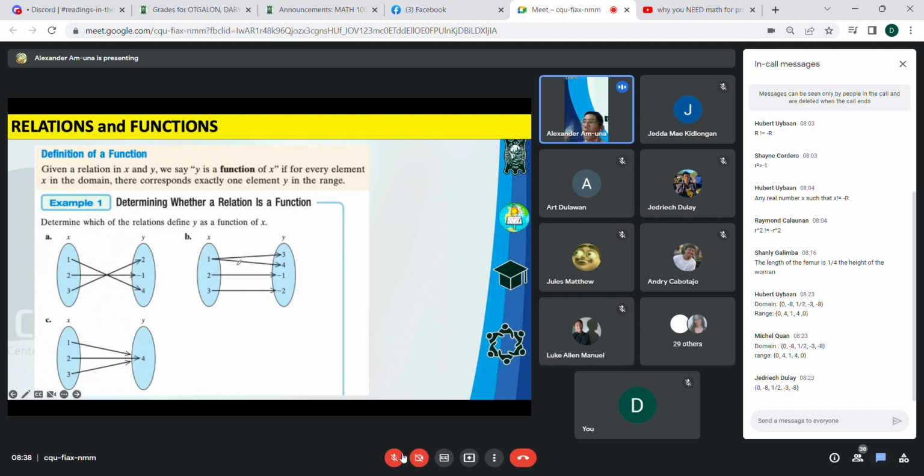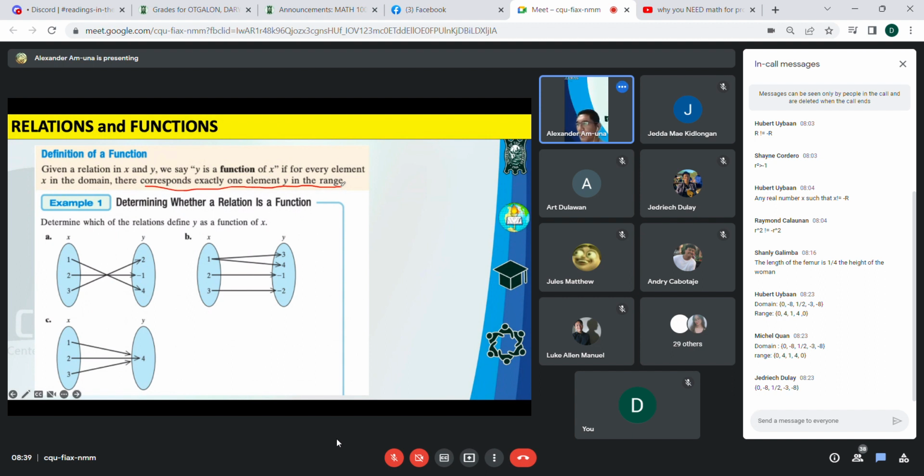So, what makes now a function different from that of a relation? If you are going to look at these examples here, a function is just like a relation. It's just simply a set of ordered pairs. However, there is an additional condition. There corresponds exactly one element y in the range. Okay, so meaning to say, a domain can have only one range.